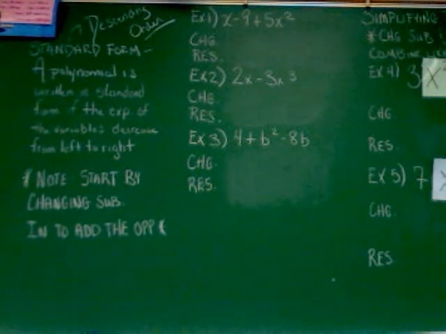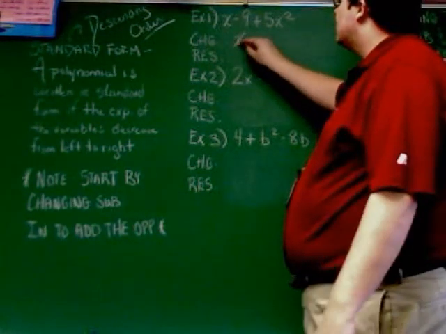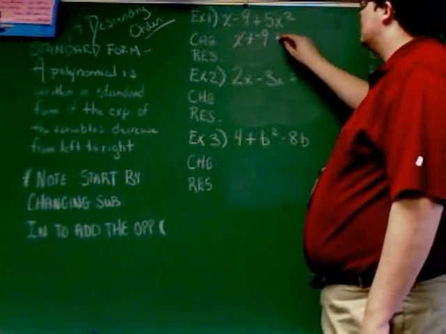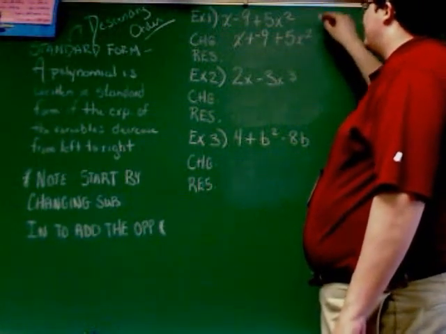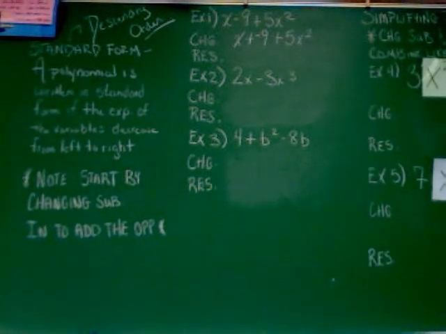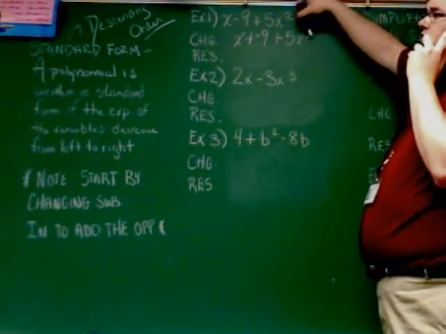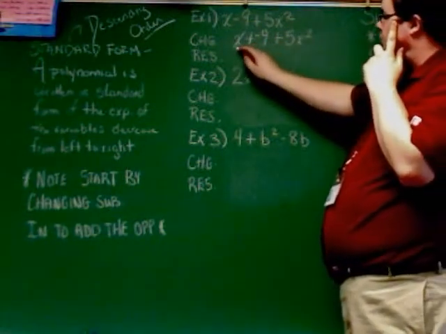Okay, so first thing I have to do in x minus 9 plus 5x squared, get rid of the subtraction sign. So I'm going to rewrite it as x plus negative 9 plus 5x squared. There's my change. Okay, so now I have to write it in standard form. Again, biggest exponent first, smallest or no exponent last. Well, if I look at the exponents here, this one would be like a 1, that one doesn't have anything, this one has a 2, 2 is the biggest one. So 5x squared goes first.